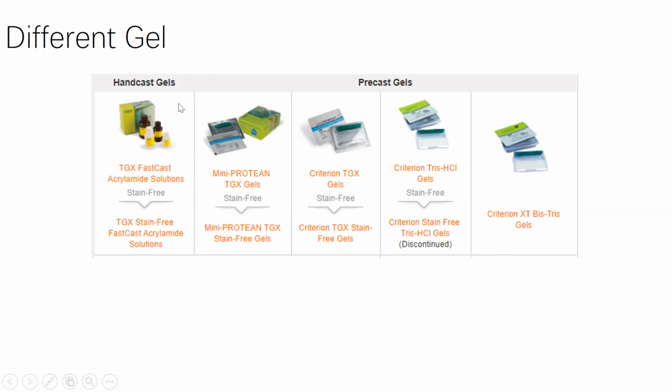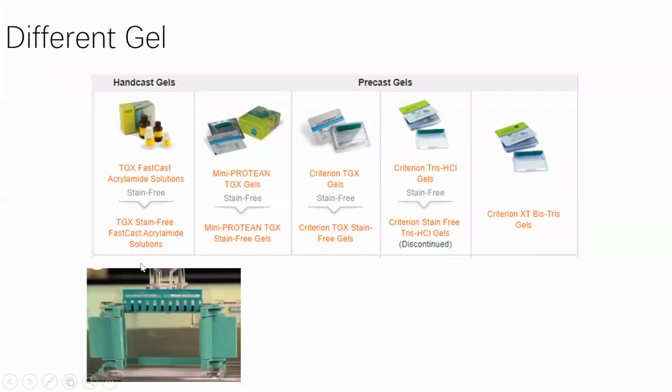The first is the hand cast gel. This is a kind of kit with many bottles in it, and you mix the bottles and follow the instructions of the manual. Mostly you need a gel casting stand with clamps to make the gel by yourself. So this is the handmade way.